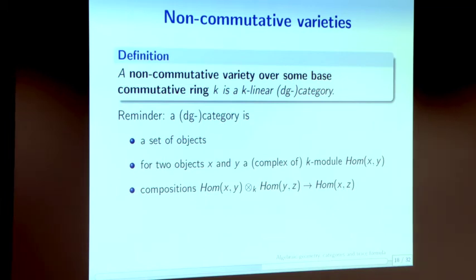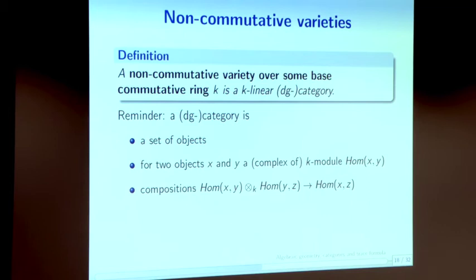And I have composition maps, which are maps of K modules compatible with the differentials. And it must satisfy associativity and unity. So it's a very simple algebraic data. And it sounds like a silly definition. I don't know what it does to you, but it sounds like a silly definition.